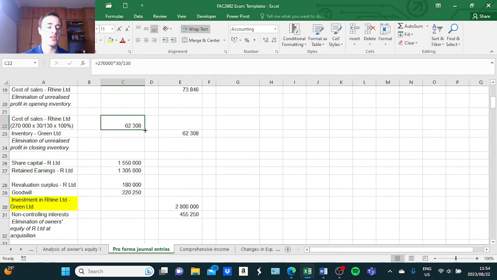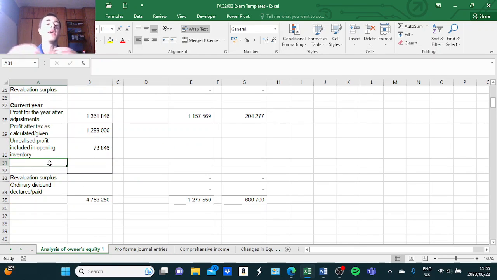Okay, please refer to the suggested solution. And in the analysis of owner's equity, we will need to show this as a negative adjustment. Why? Because we are decreasing the actual profit made by Rhine Limited in the current year, and we are doing so by increasing the cost of sales account. Or you can explain it the other way around.